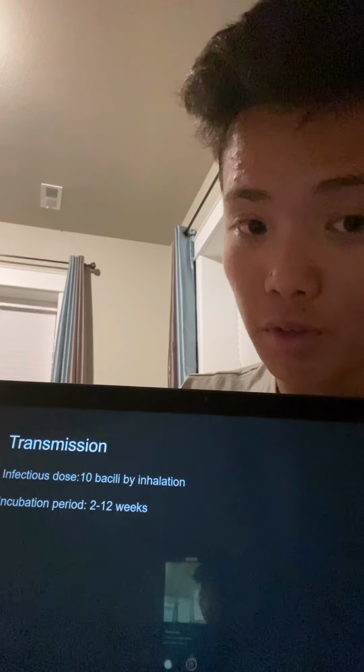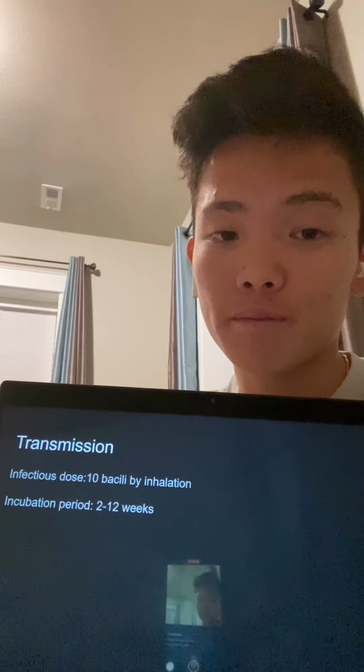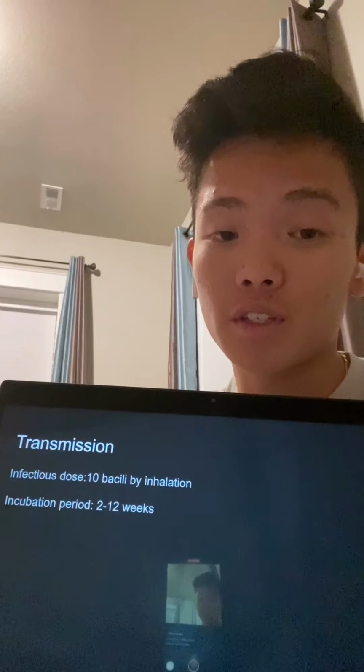In terms of transmission, the infectious dose is roughly 10 bacilli that need to be inhaled into the lungs, and that is transmission. Now, the incubation period is roughly 2 to 12 weeks, and then you start to show signs and symptoms.